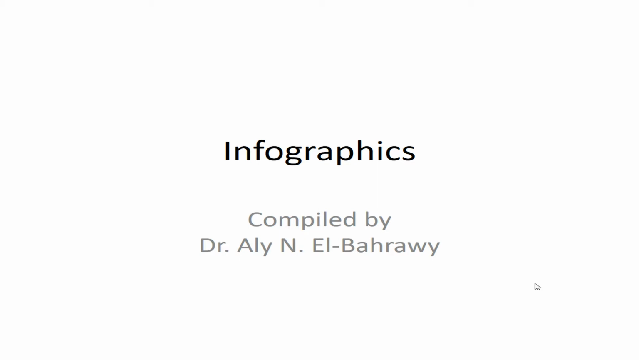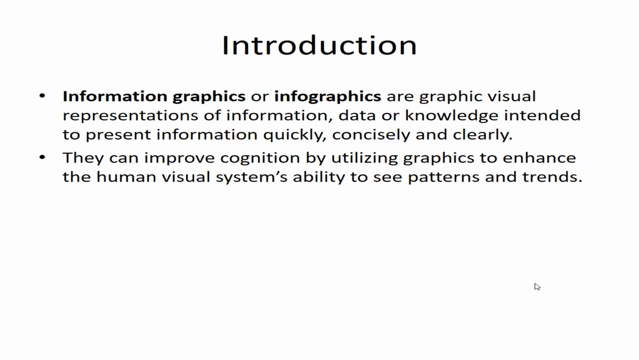This is my first lecture on the subject of infographics, and it talks about the history of infographics. Information graphics, or infographics, are graphical visual representations of information, data, or knowledge intended to present information quickly, concisely, and clearly. They can improve cognition by utilizing graphics to enhance the human visual system's ability to see patterns and trends.